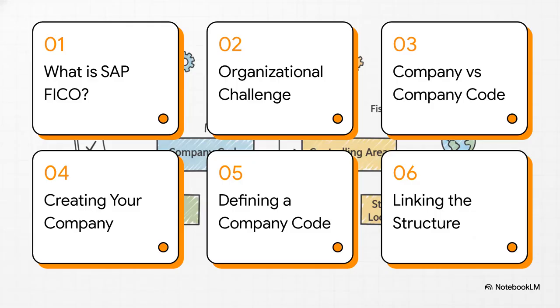Okay, so here's our roadmap. First, we'll break down what SAP FICO actually is. Then, we're going to look at the real-world problem it was built to solve. From there, we'll get into the really important stuff, the idea of a company versus a company code. And finally, we'll walk through creating and linking them. Let's get right into it.